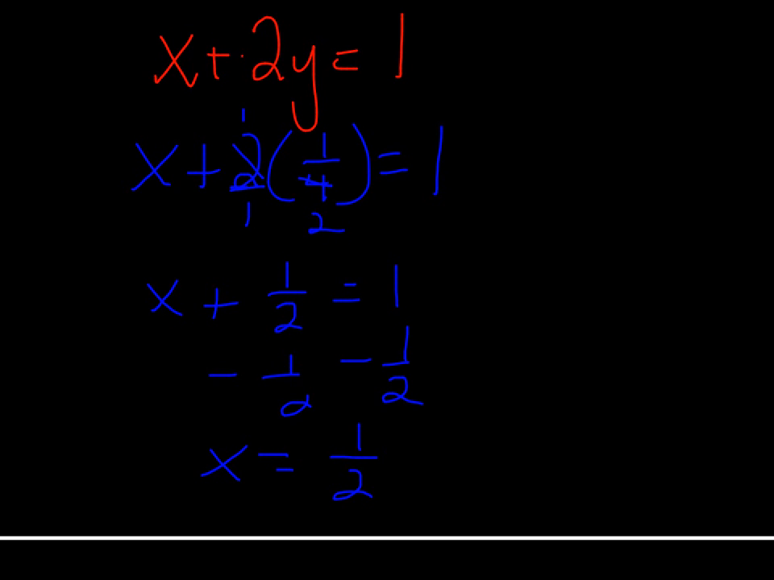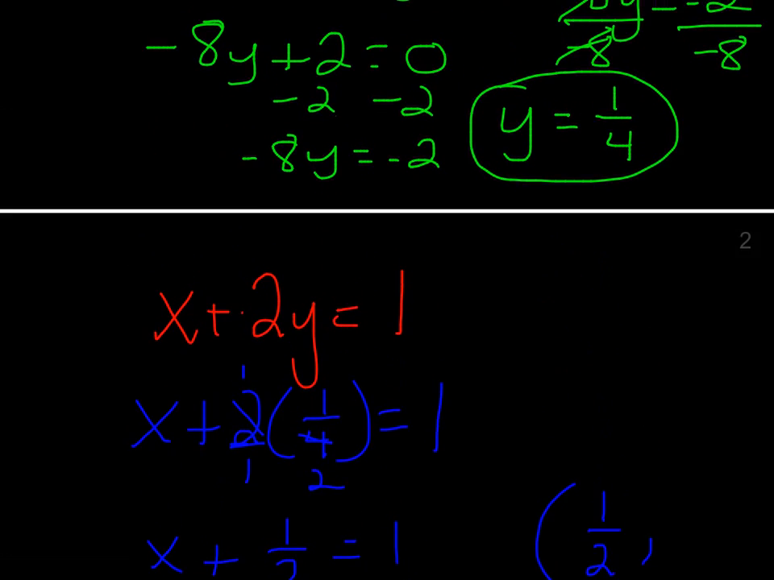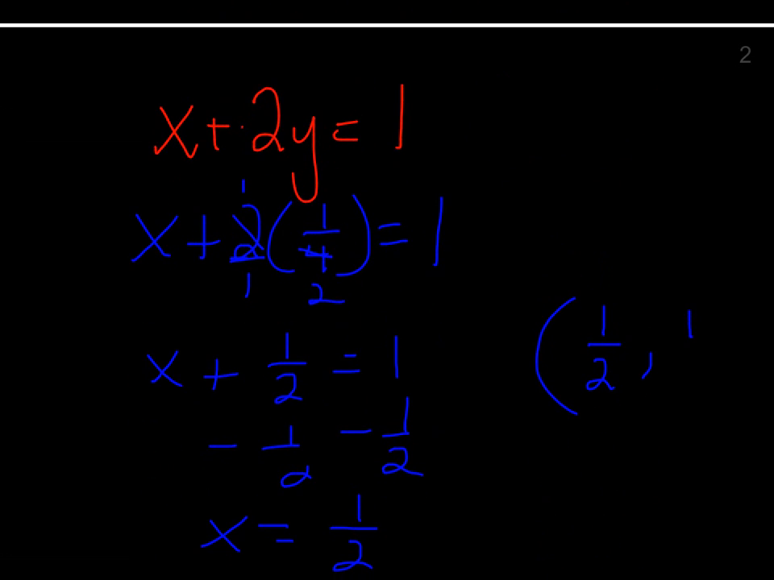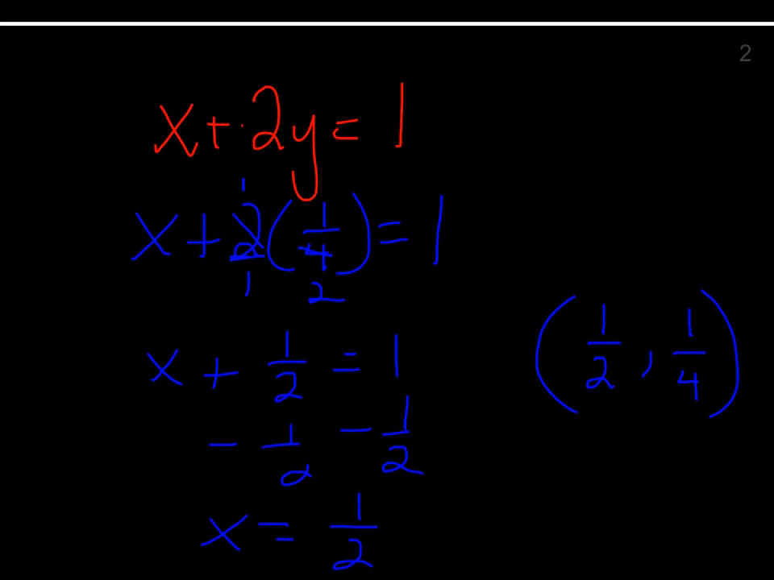You just have to remember how to do your fractions. And so if x is 1/2, I'm going to put that first, and then y was 1/4, so that goes second, and that's your ordered pair. And you can see why that would be hard to solve by graphing, because it would be very hard to see that your lines cross at 1/2, 1/4.